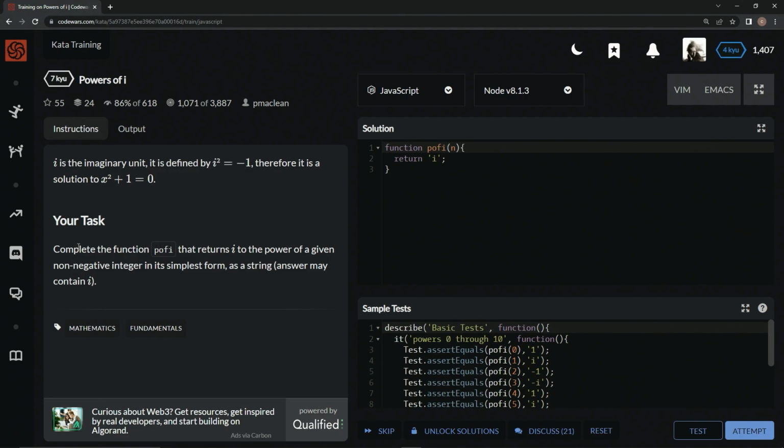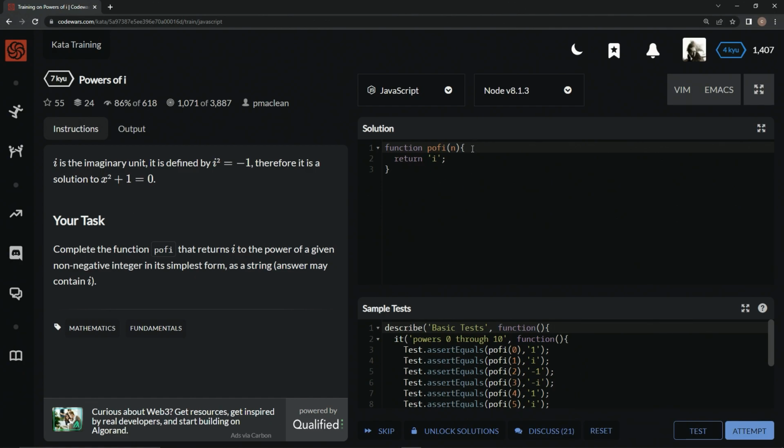All right. So we're going to complete the function puffy that returns I to the power of a given non-negative integer in its simplest form as a string. The answer may contain I. Okay.